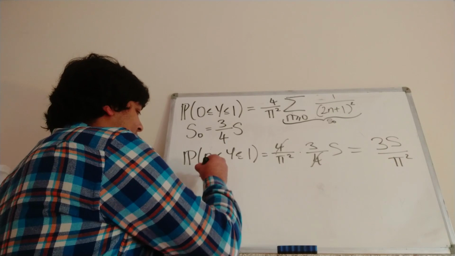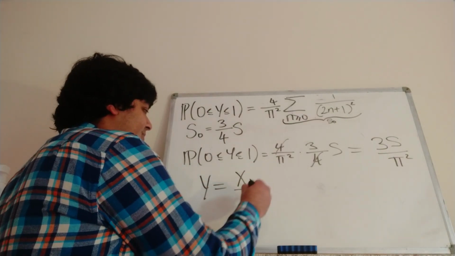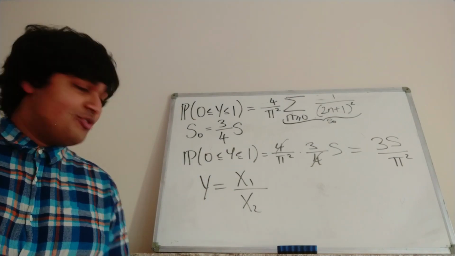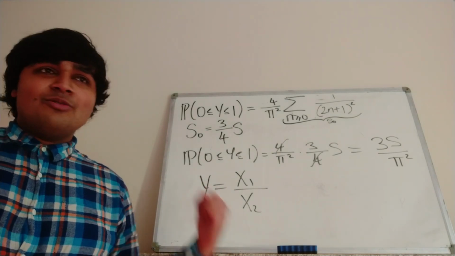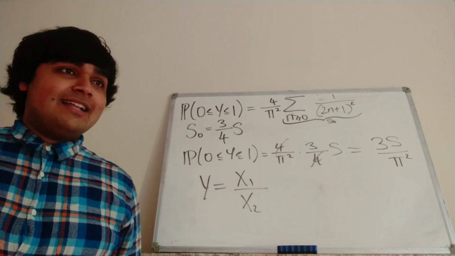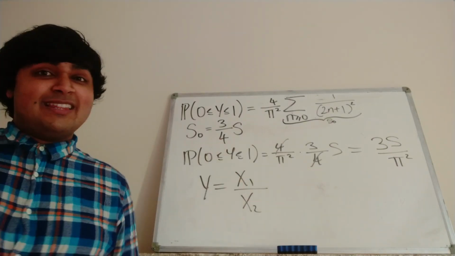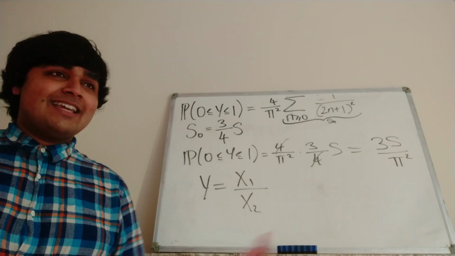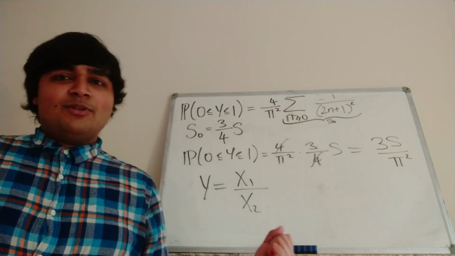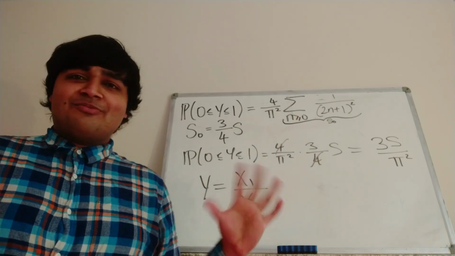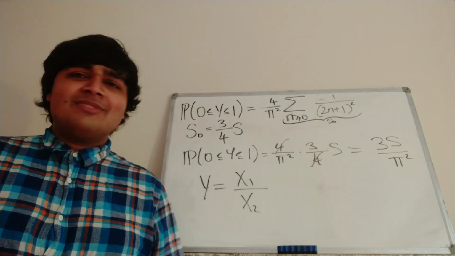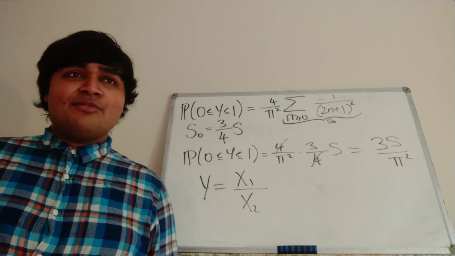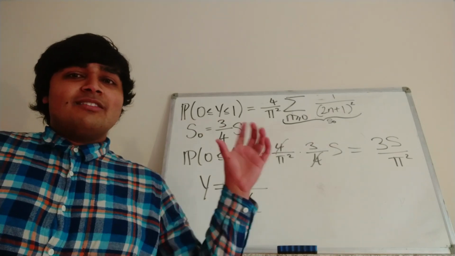If we just recall, y is equal to x1 over x2. And now remember, x1 and x2 have the exact same distribution. So there's no reason why x1 should be bigger than x2, and there's no reason why x2 should be bigger than x1, because they're distributed the exact same. It's kind of like if I have a blue die and a red die, and they're both fair and normal, and I roll them, there's no reason why the red one should roll a bigger number than the blue one, and vice versa. There's no reason why the blue die should roll a bigger number than the red die.